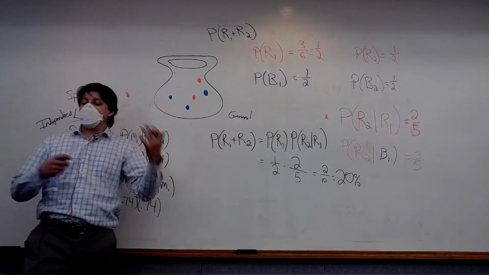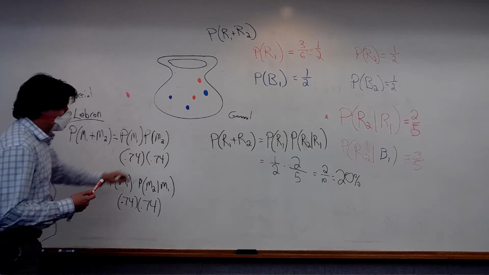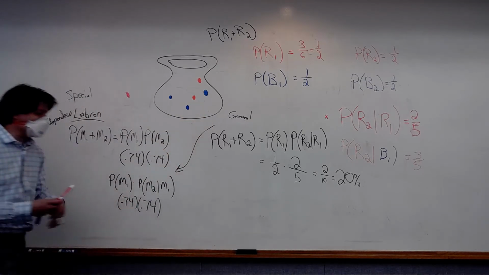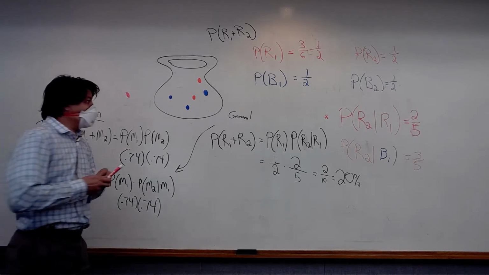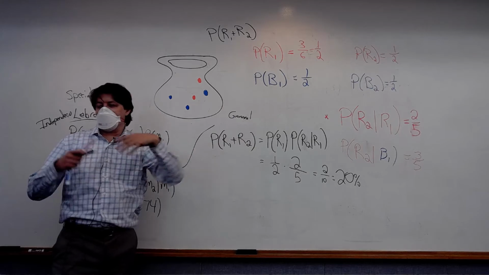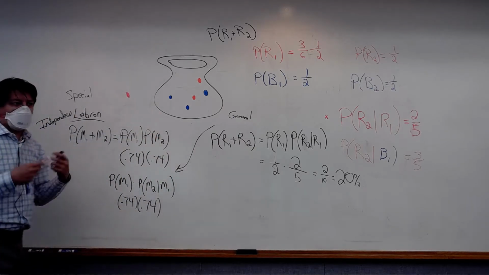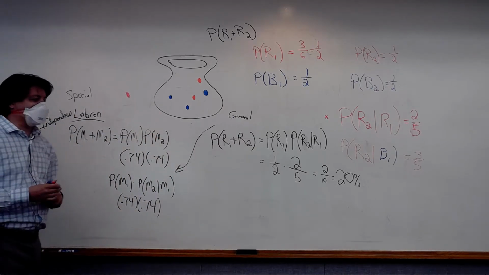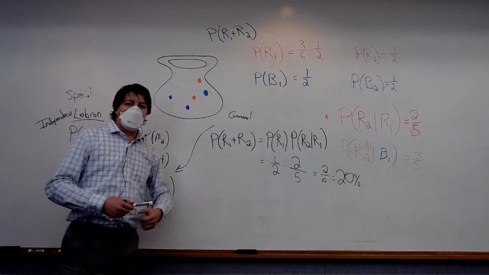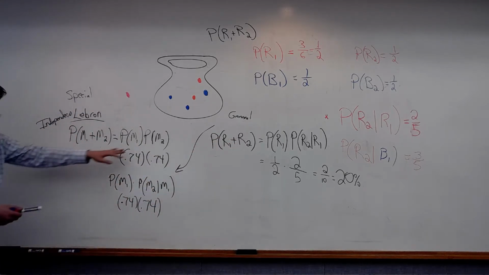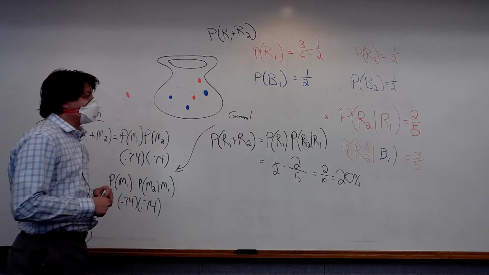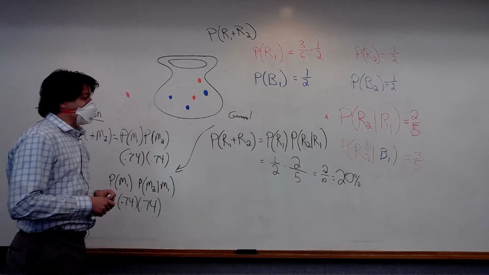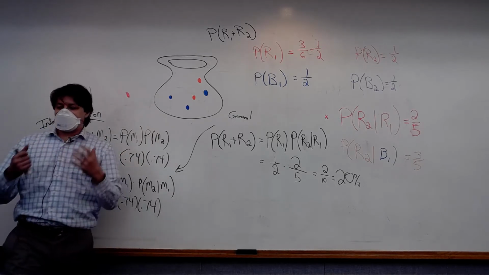So you can always use the general one, and this is true for the multiplication and for the addition equations that we come across in Chapter 5. We can always use the general, it's just the special is sometimes easier or quicker in some sense. Okay, so that's a conditional probability.